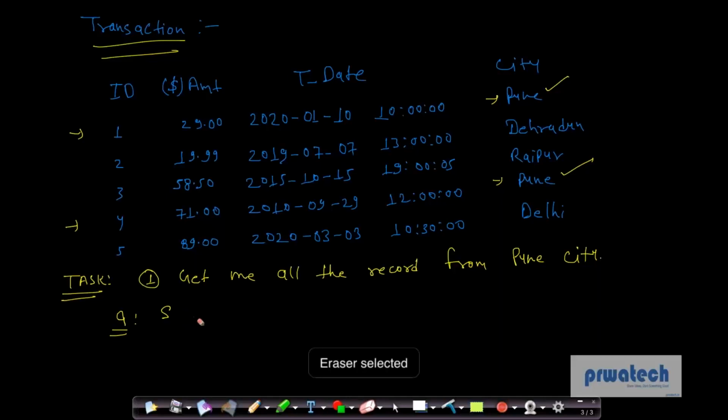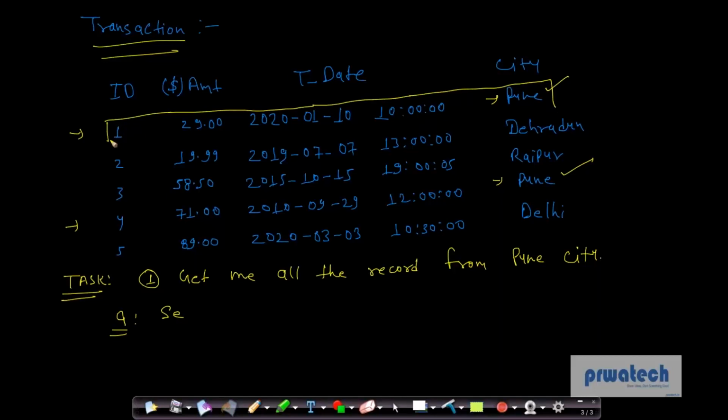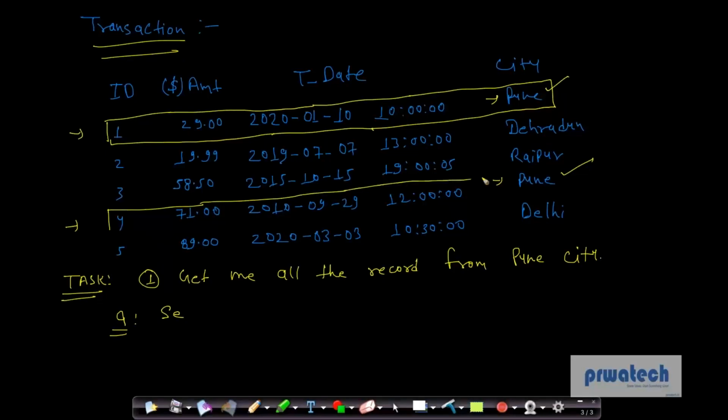Now it depends. You're looking for all the results. You're looking for all this, so let me highlight it. You're looking for this whole record, as an entire row, or you're looking for only a few columns of data. So I'll run both for you. First, I'm saying I'll need all the records from this table. So get me all the records from Pune city.